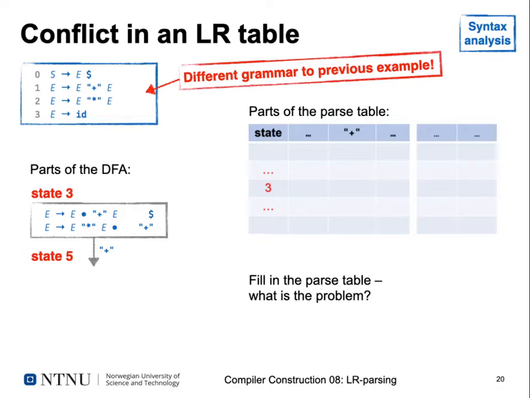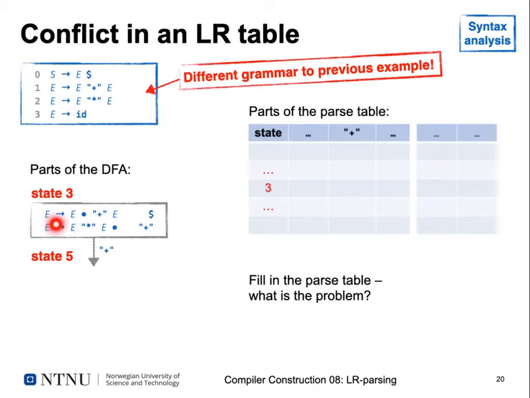So this grammar here is different from the one in our previous example. Now we want to write expressions that can contain an identifier, and the identifiers can be combined using a plus or a multiplication sign. So we have to change the DFA a bit. One part of the DFA would actually have this rule here.